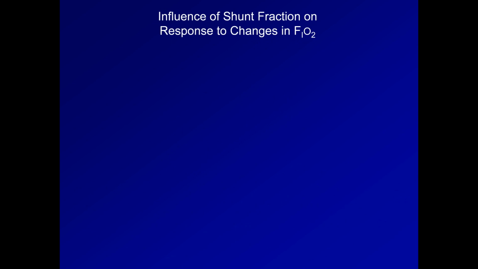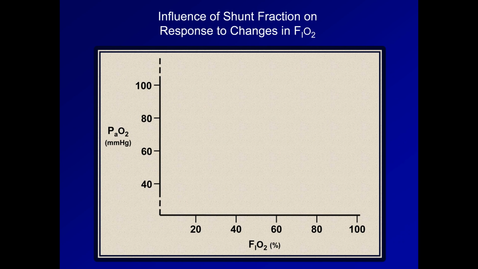So what exactly is the influence of the shunt fraction on response to changes in the fractional concentration of oxygen in inspired air? Here is a graph of arterial oxygen tension as a function of FiO2. When 10% of the cardiac output participates in a right to left shunt that bypasses gas exchange, here is the relationship that is observed. A normal PaO2 of 100 can be achieved with only modest amounts of supplemental oxygen.